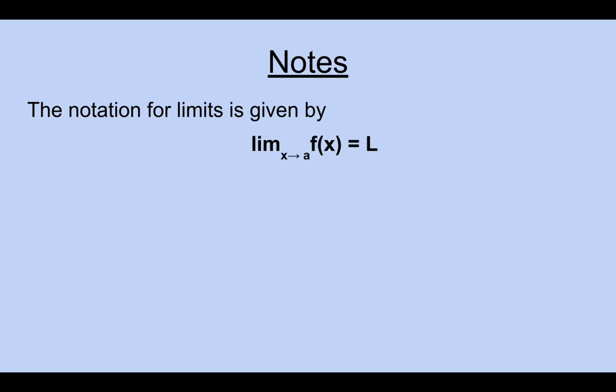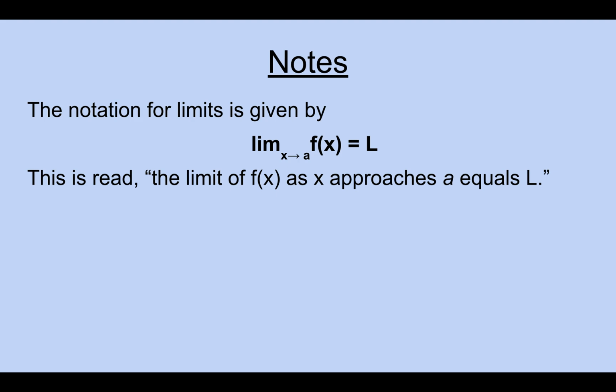Okay, so now let's do some notes here. So we have a notation for limits. We pretty much discussed what limits are, the behaviors of functions. So now the notation is lim, with a little subscript, x arrow a, f of x equals L. Now what does all this mean?